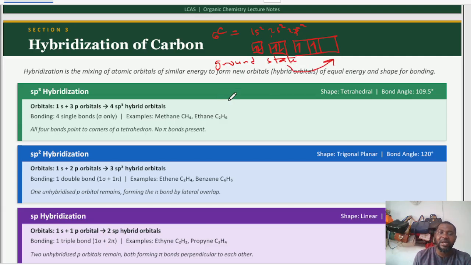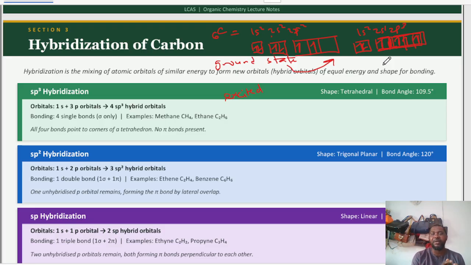That's why when you're asked to write the configuration for the excited state of carbon, it has to be 1s2, 2s1, 2p3. So the 2s is 1, then the 2p is now 1, 2, 3. That means one electron has jumped and filled this orbital, making carbon have four unpaired electrons. Then these 2s and 2p will join together as one. This joining together as one is what we call hybridization. It makes sure that we have four bonds ready for bonding around carbon. Are you getting what I'm saying?